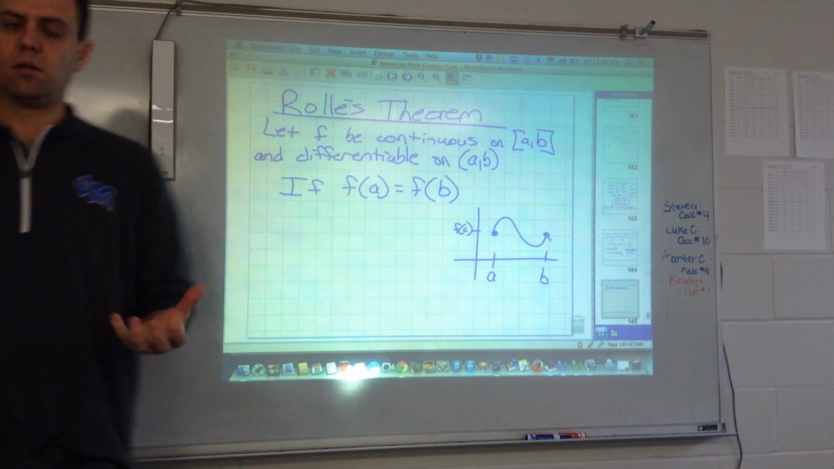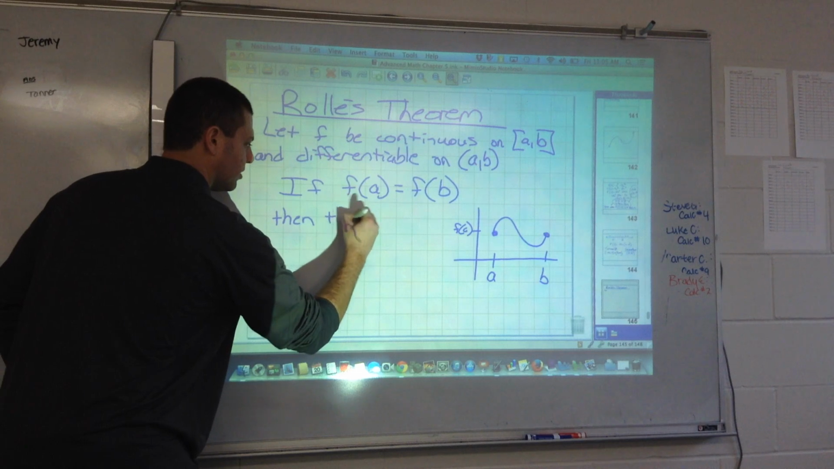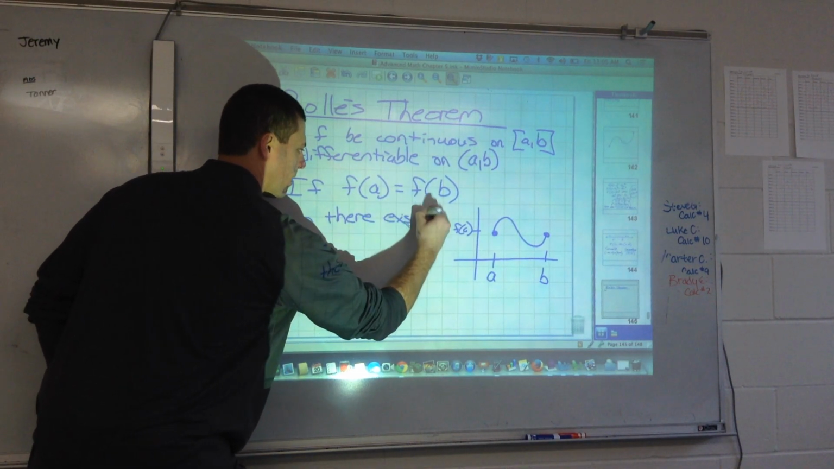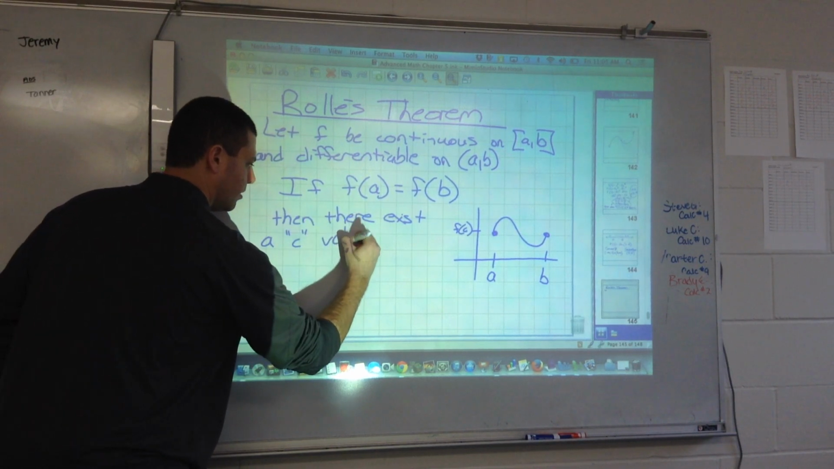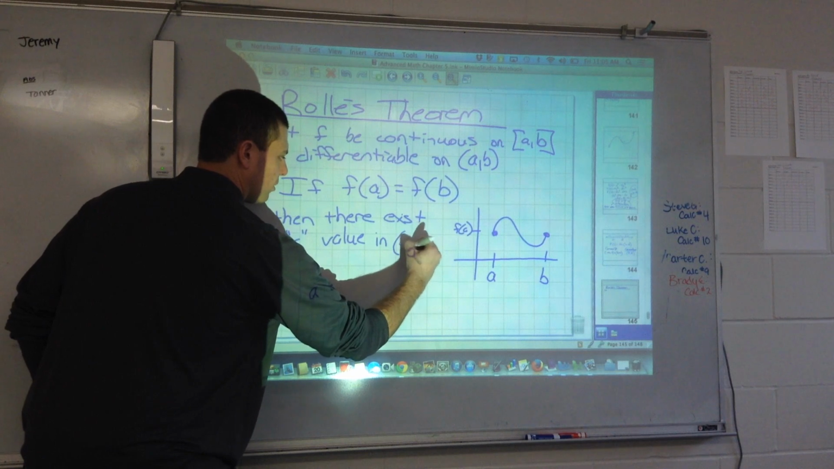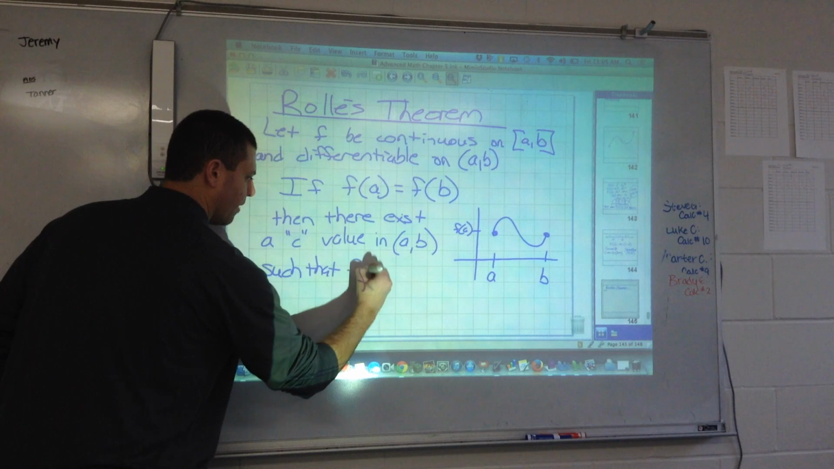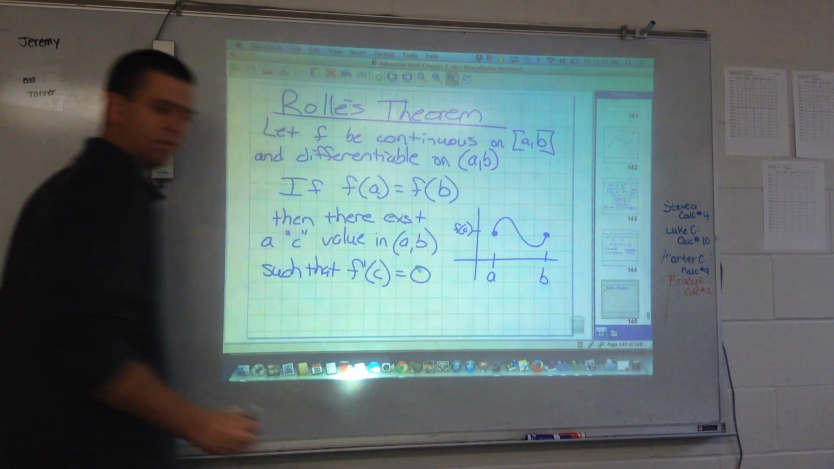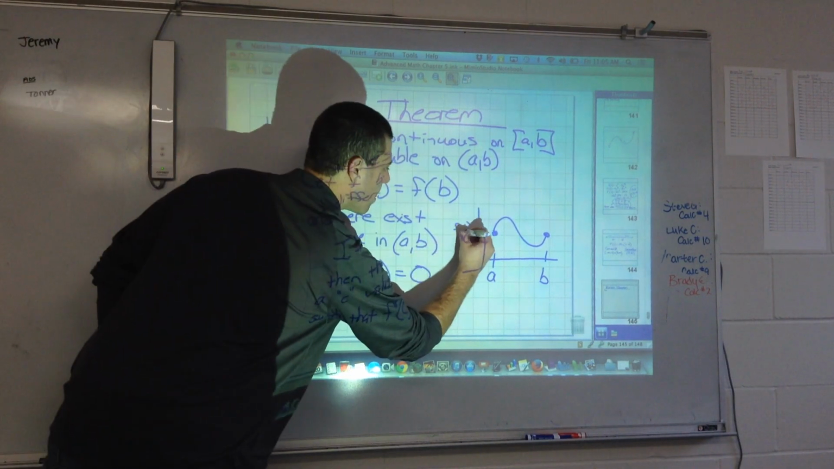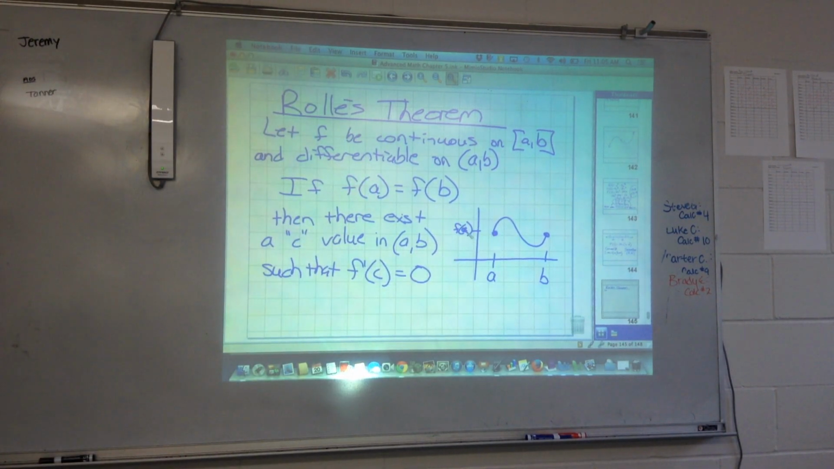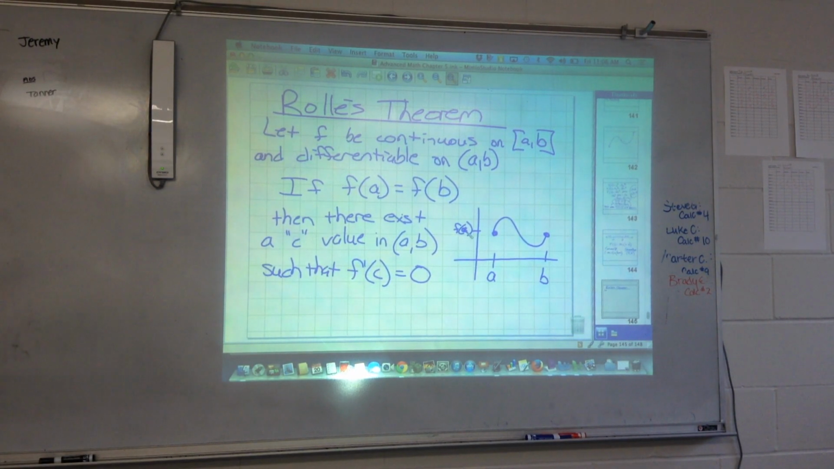That's Rolle's theorem. If f of a is equal to f of b, then there exists a c value in the interval ab such that f prime of c equals 0. Is that f of c on the graph? Or is that f of a? Is that f prime? Right here, yes. Alright. So, that's Rolle's theorem.